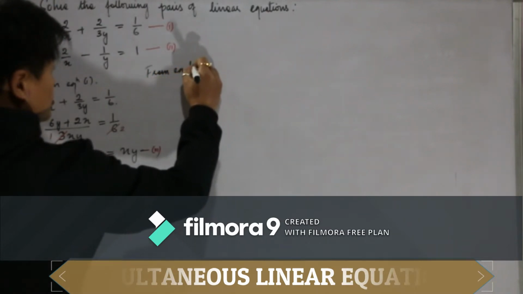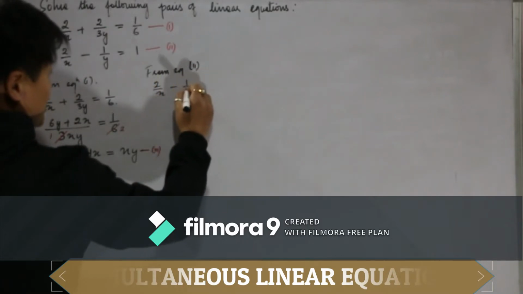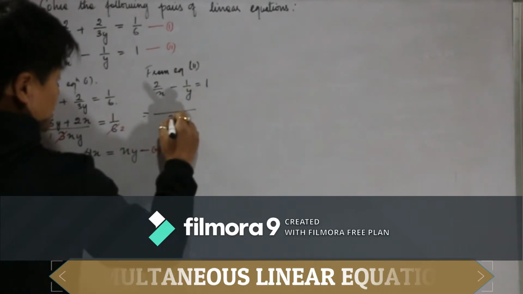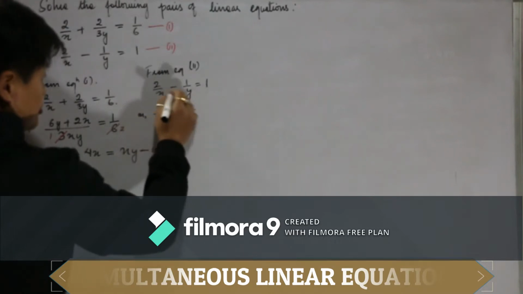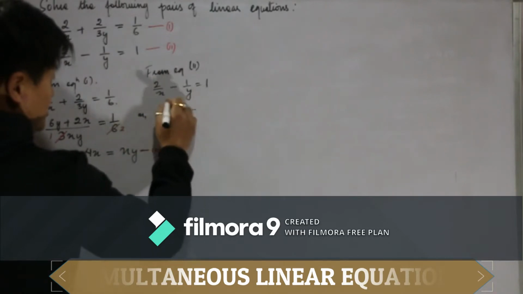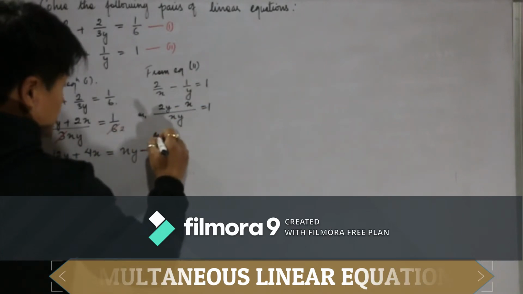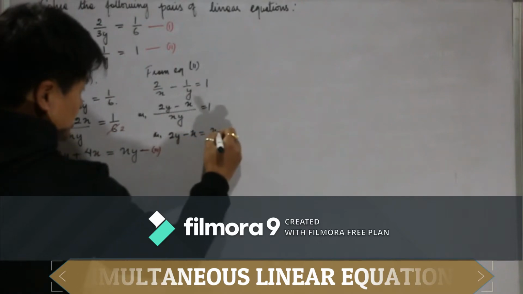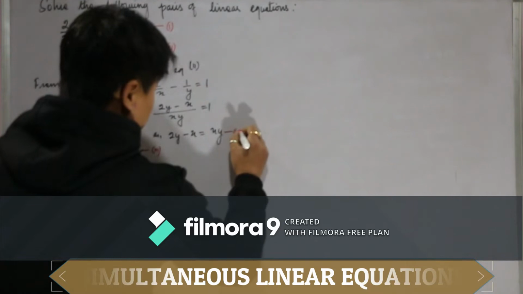Similarly we will do equation 2. We have 2 by x minus 1 by y equals 1. Again we will take the LCM, xy is the LCM. 2 into y minus 1 into x equals 1, so we get 2y minus x equals xy. This we consider as equation 4.